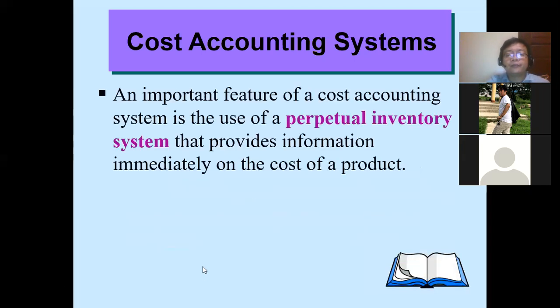Alright. In the cost accounting system, very important is that we will follow the perpetual inventory system. Sir, what is the perpetual inventory system? Go back to your senior high. What was taught to you about the perpetual inventory system?